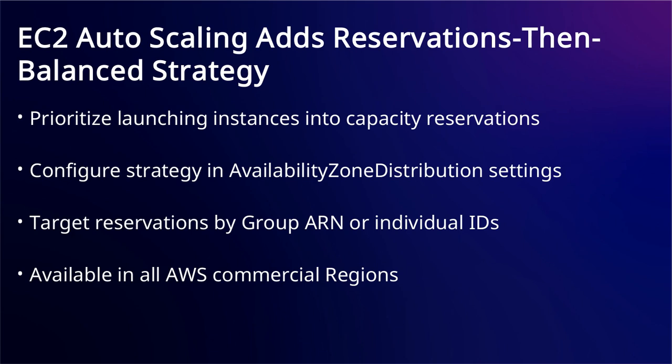You can now configure the Reservations-Then-Balanced distribution strategy to prioritize launching instances into capacity reservations before distributing remaining capacity evenly across availability zones. You configure this by setting the capacity distribution strategy in the availability zone distribution configuration of your auto-scaling group. You target reservations by specifying either Capacity Reservation Group ARN or Individual Capacity Reservation IDs. This feature is available in all AWS commercial regions with no additional charge beyond standard EC2 pricing for reservations and instances.